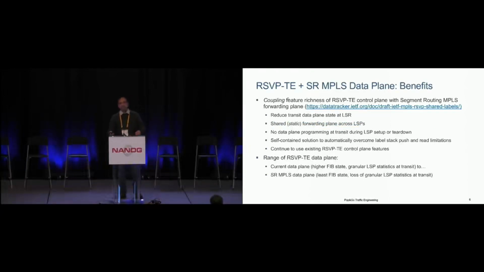So say we take RSVP and we take some abilities, what does it mean to do a shared MPLS forwarding plane? What if you start sharing labels in the forwarding plane? What benefits do you actually get? The URL there is to a draft that was accepted by the MPLS working group. It's a multi-vendor and operator supported draft. What if you could reduce transit data plane state at an LSR? What if you could share all these labels across various numbers of LSPs, regardless of where the LSP is starting from and where it's going? What if you don't have to program your FIB anymore?